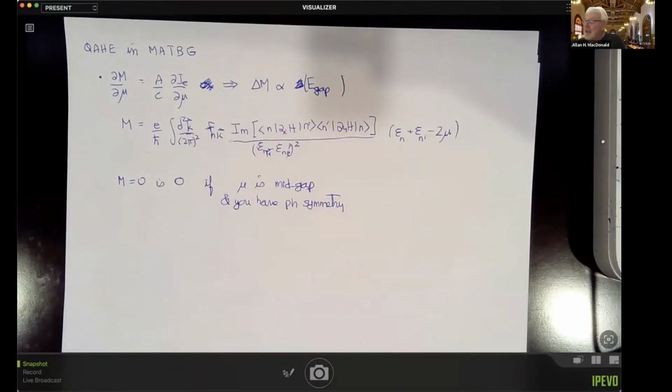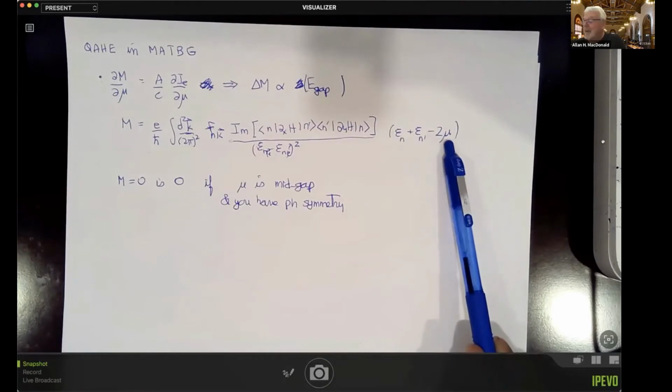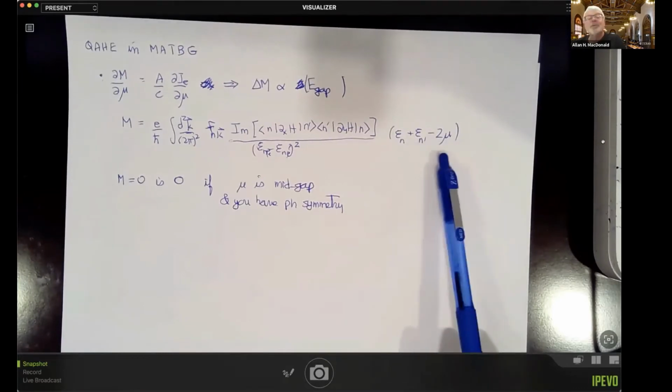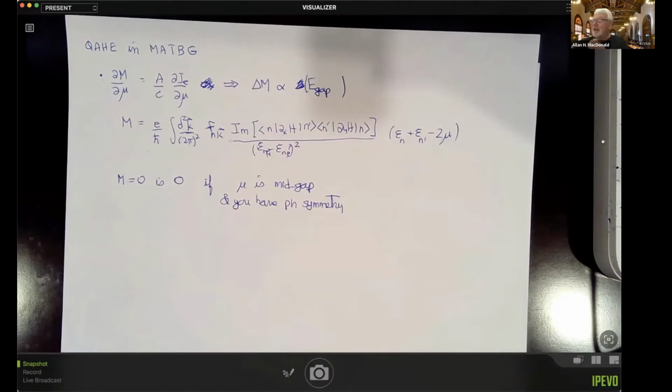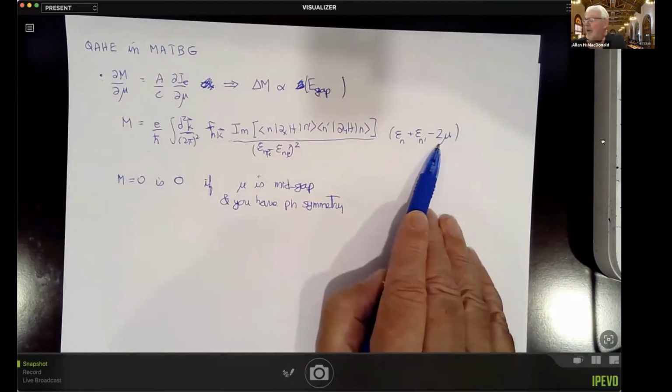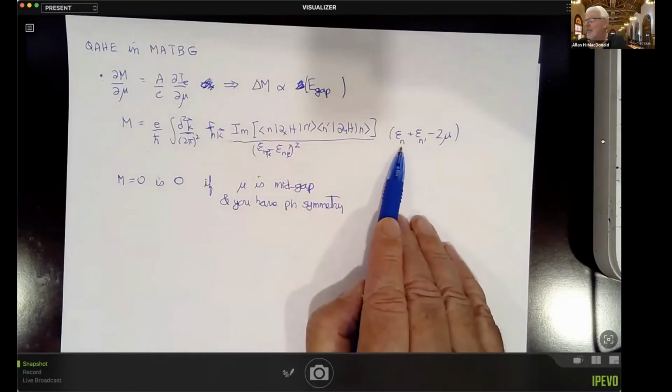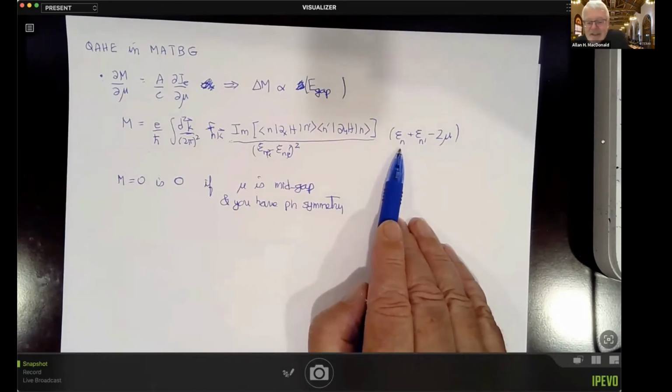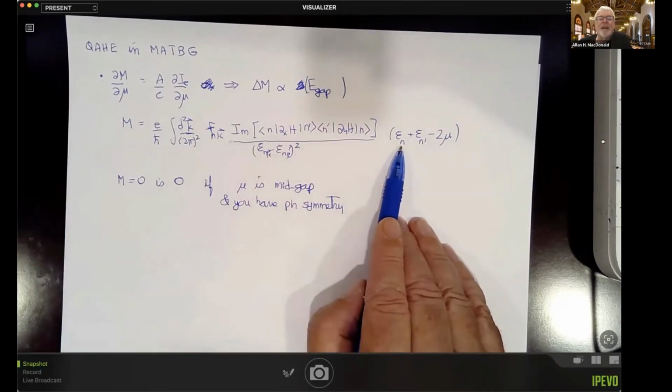And so let me say mu is mid-gap, and I'll choose that as my 0 of energy. Then I can drop mu from this expression. And if I have particle-hole symmetry, that means for every conduction band state, there's a corresponding valence band state with the opposite energy, choosing again the 0 of energy at mid-gap.